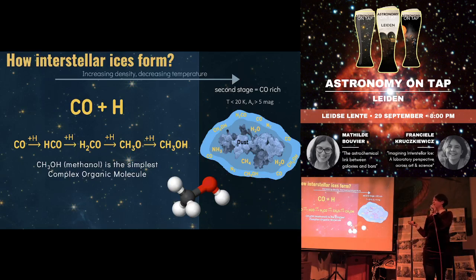So as I mentioned before, we can have hydrogenation, so CO interacting with hydrogen and forming new species like methanol, and this takes place on the surface of dust grains.